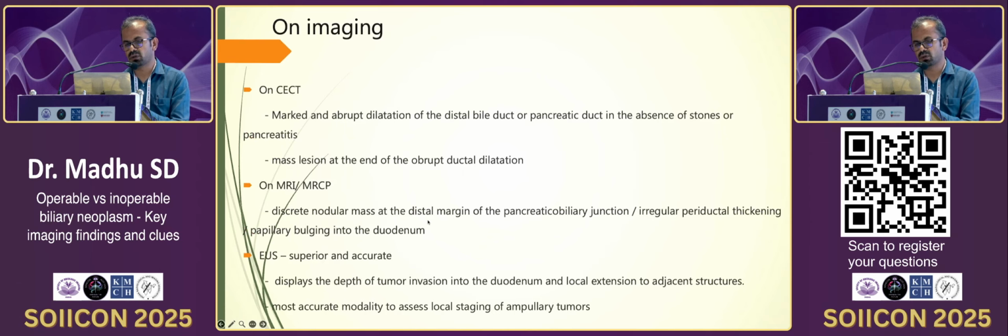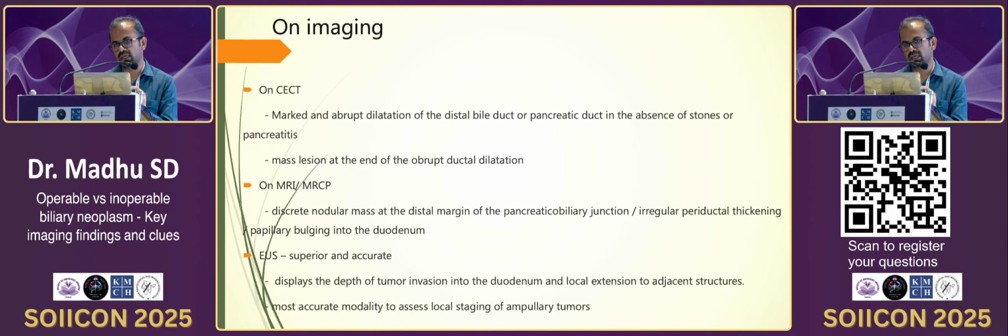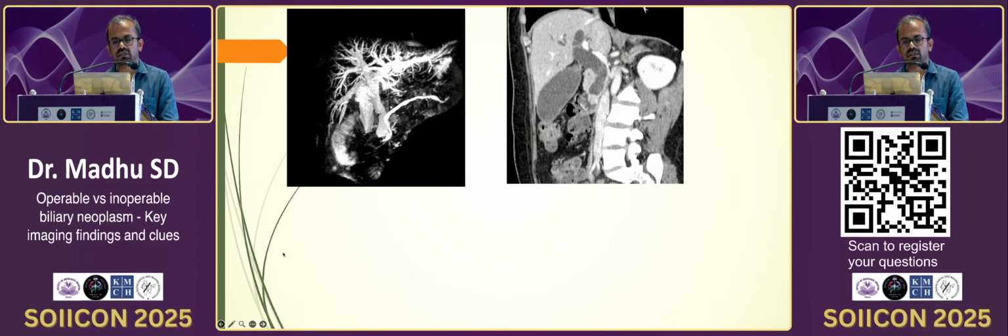As I told you, on imaging there will be either a small mass sitting in the distal CBD or presentation with a double duct sign. MRCP is the modality of choice in identifying these lesions. Endoscopic ultrasound is superior to other modalities in assessing local infiltration. The MRCP in this image is showing a double duct sign with a dilated CBD and the MPD.